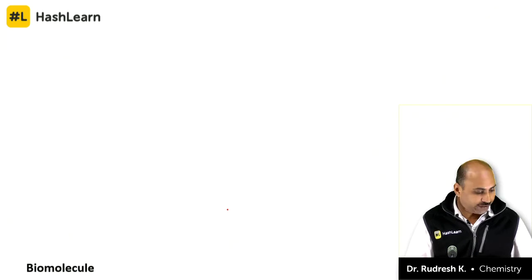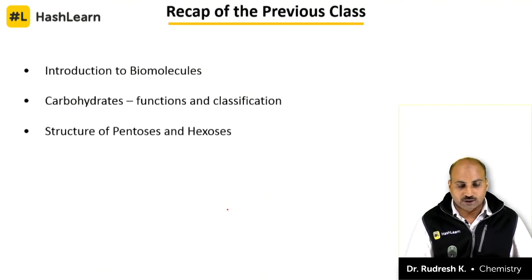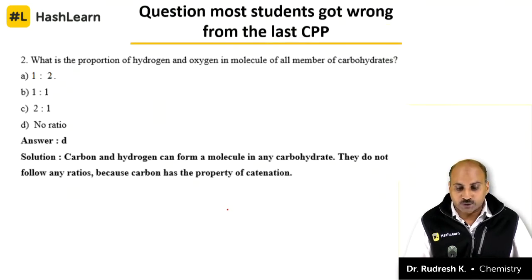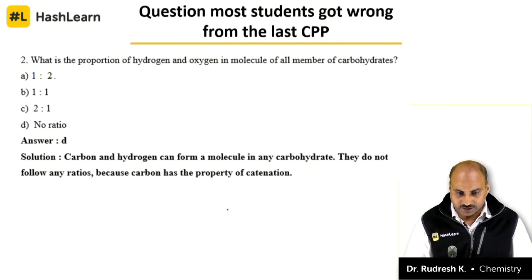Okay. So before getting into the actual class, let us look at something many students went wrong with in my last CCP question. The last CCP question was: what is the proportion of hydrogen and oxygen in a molecule of all members of carbohydrates? This was the question asked. The option was D.